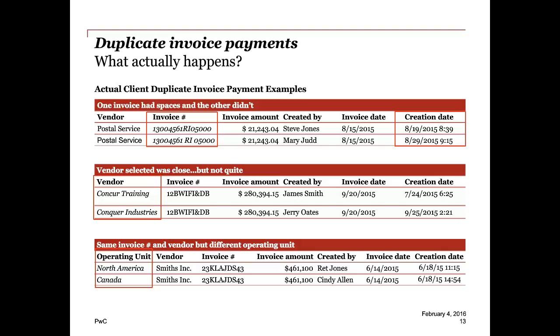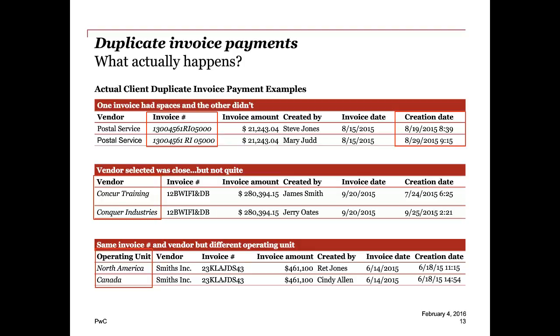However, on August 29th, Mary Judd, who also works at the AP department, receives a similar invoice for the same vendor, same invoice amount, same invoice date. This time, though, she enters the invoice number with some spaces in it as she reads it. Oracle does not know when that happens that it is a duplicate invoice. So it gets processed again, and the vendor gets paid twice.